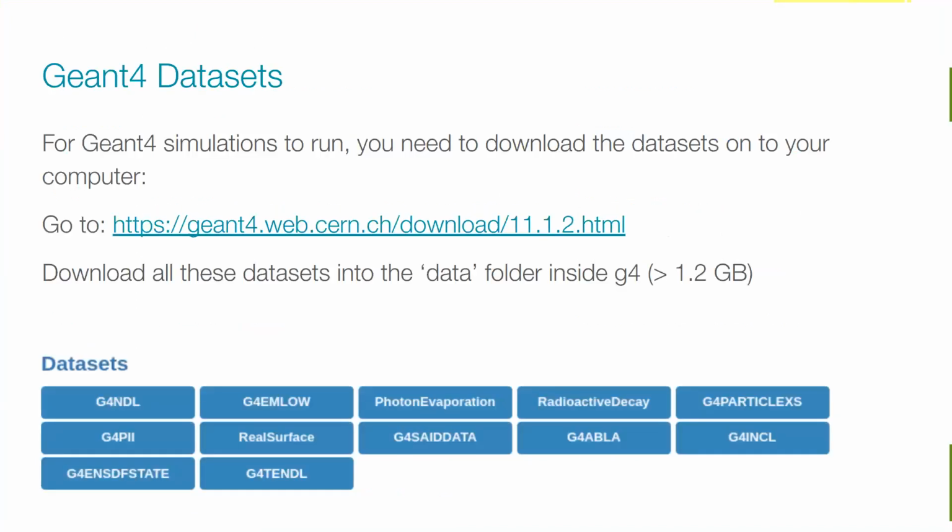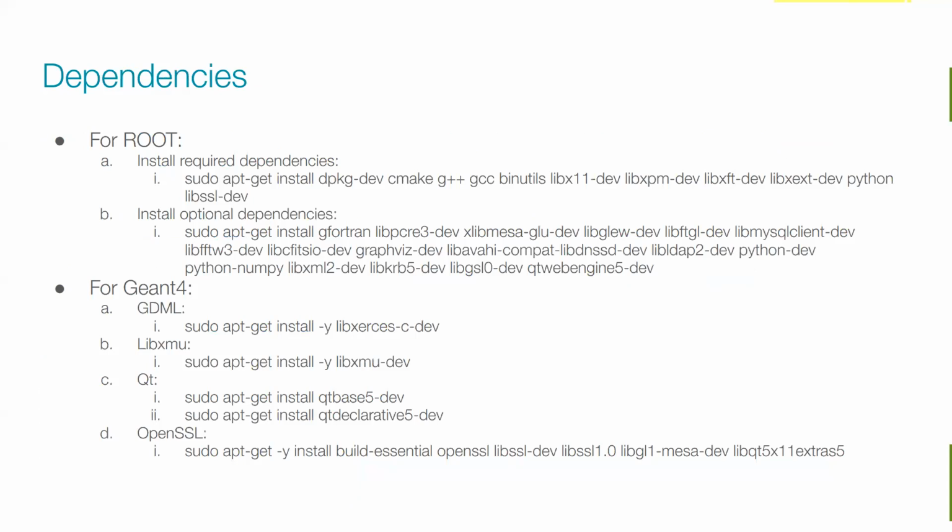The most time-consuming thing is going to be downloading the Geant4 data sets. For Geant4 simulations to run, you need to download what they call data sets onto your computer, and these data sets can be found in that link. You can go to that website and see the different data sets that you will be using. If your Geant4 compilation is successful but your Geant4 program is not running, it's very likely that you have not downloaded the proper data sets. We'll come back to this later on.